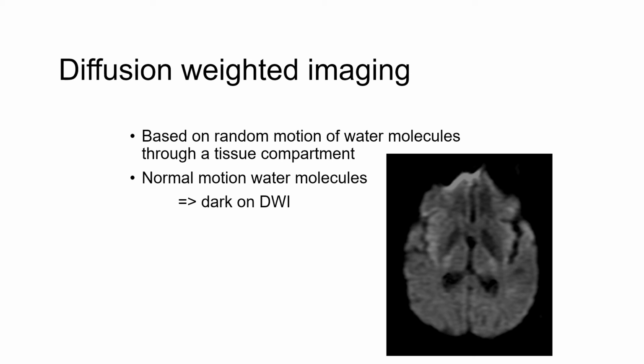So just as we see here, this is an example of diffusion imaging. We have this area that appears dark, and that is part of the lateral ventricles that are filled with cerebrospinal fluid. And so where the motion of water molecules in the brain is really unrestricted, we see it appearing dark on this type of imaging.